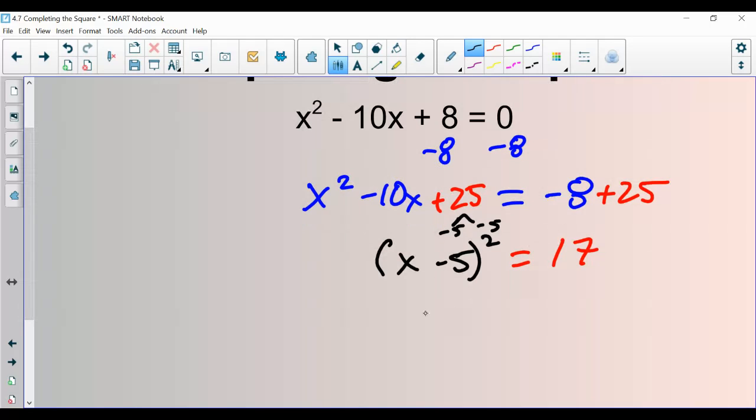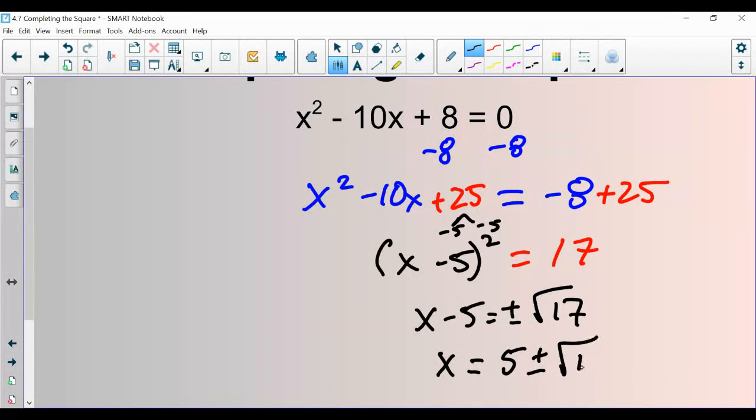From here, you square root both sides, and you get x minus 5 is equal to positive or negative root 17. And then you would add 5 to both sides, and you would get x is equal to 5 plus or minus root 17. Now, you would try to simplify the square root of 17 if you could.